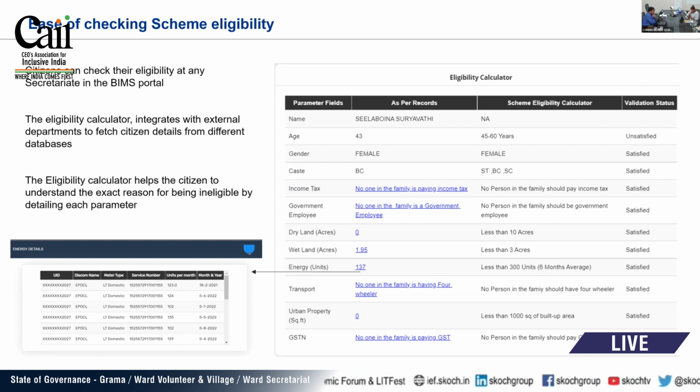So once a citizen enters his Aadhaar, this is how it will be shown. So his name, his age, and in what criteria is he satisfied, or what criteria is he unsatisfied. So in this particular case, this is for females who are between 45 to 60 years. That is why in the age criteria, she is unsatisfied. So this particular scheme will not be given to that lady.